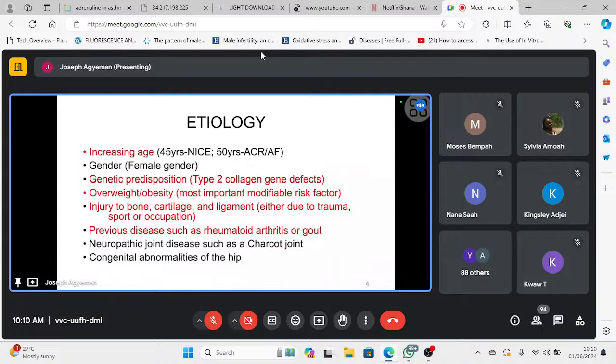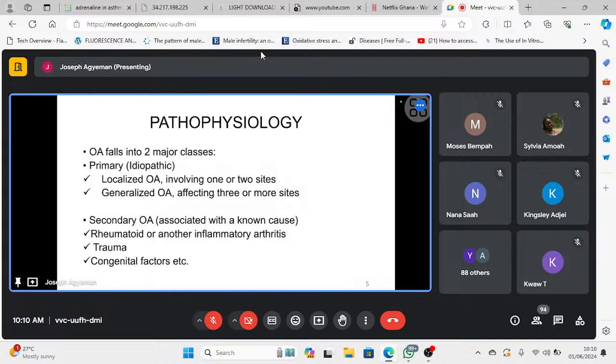Which will result in osteoarthritis. Some people, unlucky for them, are born with abnormalities. For example, if you have congenital abnormalities of the hip, already you are born with it, the joint is destroyed even before you were born. All of these are possible etiologies when it comes to osteoarthritis. Any questions? If not, then let's look at the pathophysiology.